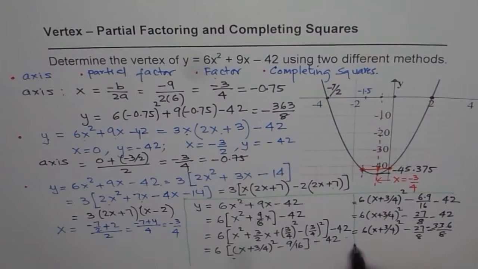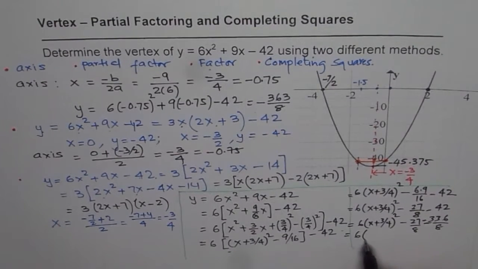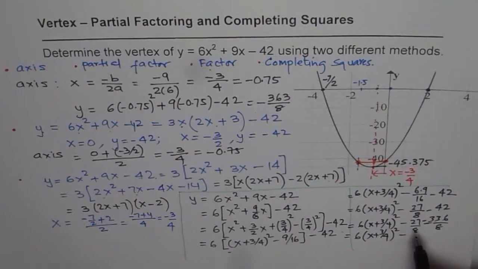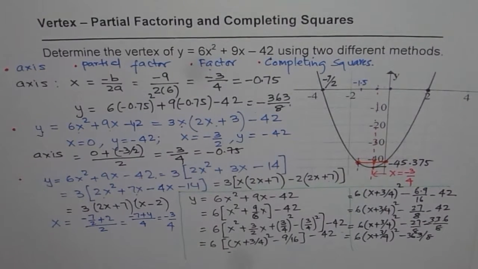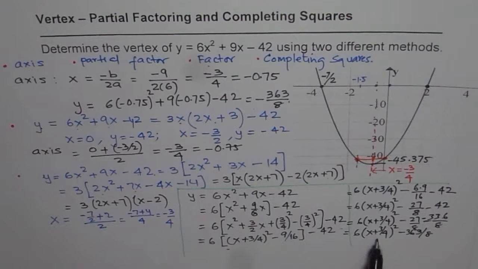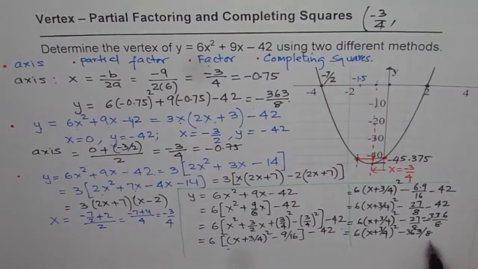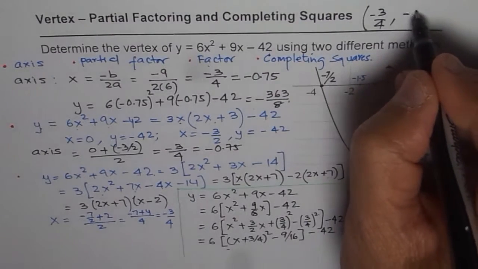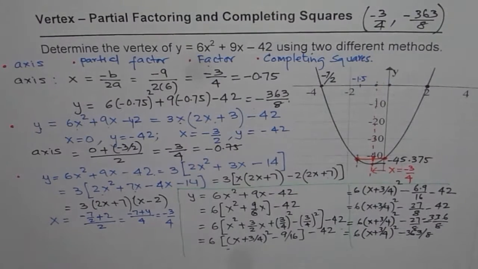Okay. And finally, let me push the page a bit forward. We get our answer. 6 times x plus, I hope you can see it, right? And when you add these two, you get 363. Okay, 363 over 8. Same thing, right? So what we get here is our vertex, which is at minus 3 over 4. So the vertex, let me write here, is at minus 3 over 4 and the y value is minus 363 over 8. So that is your solution, right?